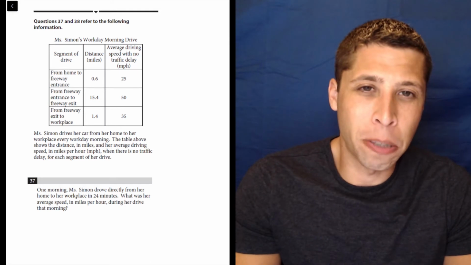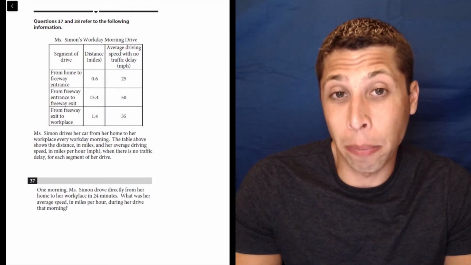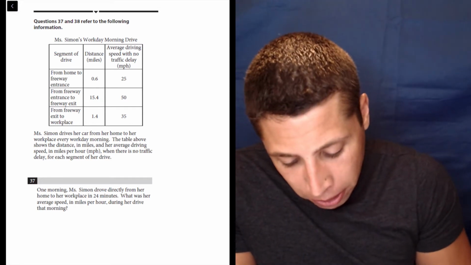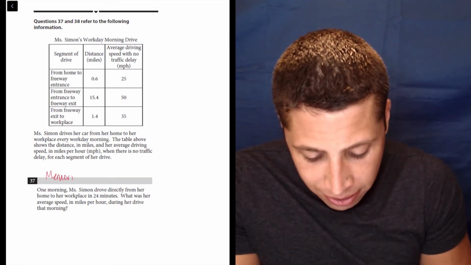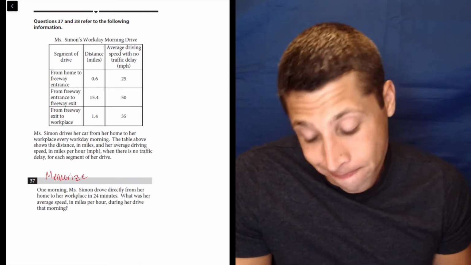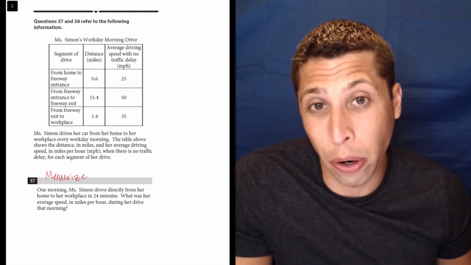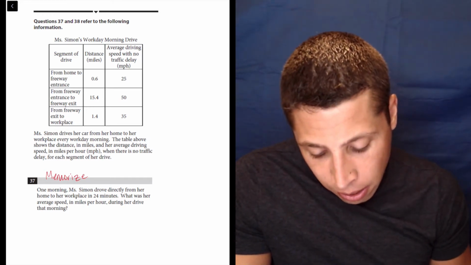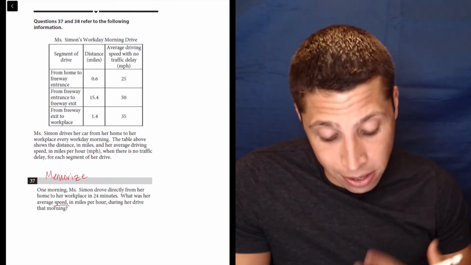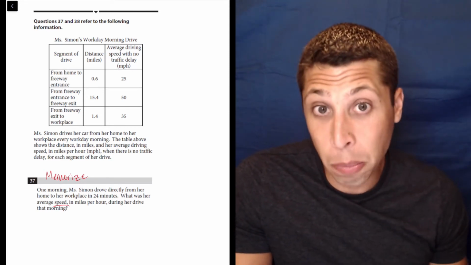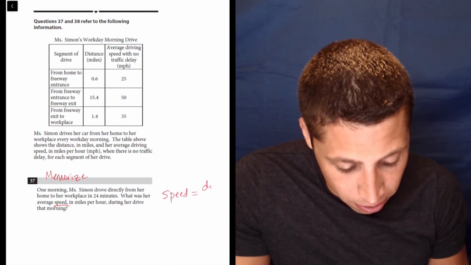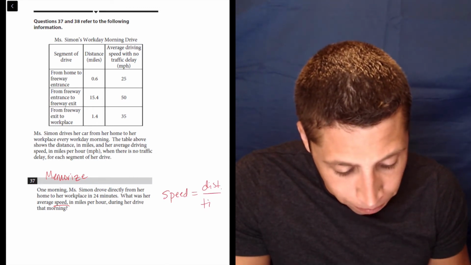This question, or this pair of questions, kind of bother me a little bit because we do need to memorize a formula here, and there's a lot of that on the SAT, but I don't really consider this a math formula. Maybe it's just obvious, and that's why they were okay not giving it to you, but we need to know the speed in miles per hour. So in order to do this, we need to know the formula for speed, and it's distance over time.